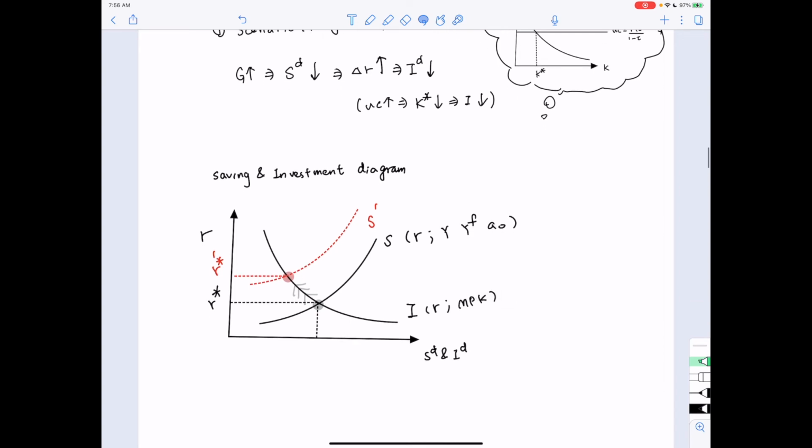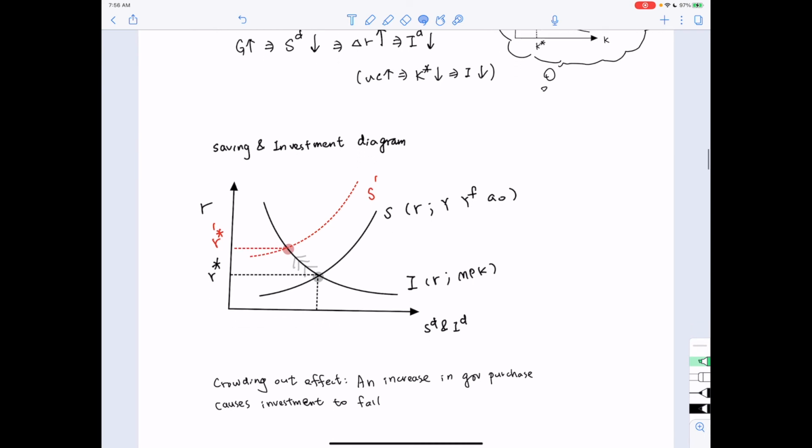So we have a name for this scenario. We say that it is the crowding out effect. When government expenditure increases, or when the government increases its purchases, it causes investment to fall.